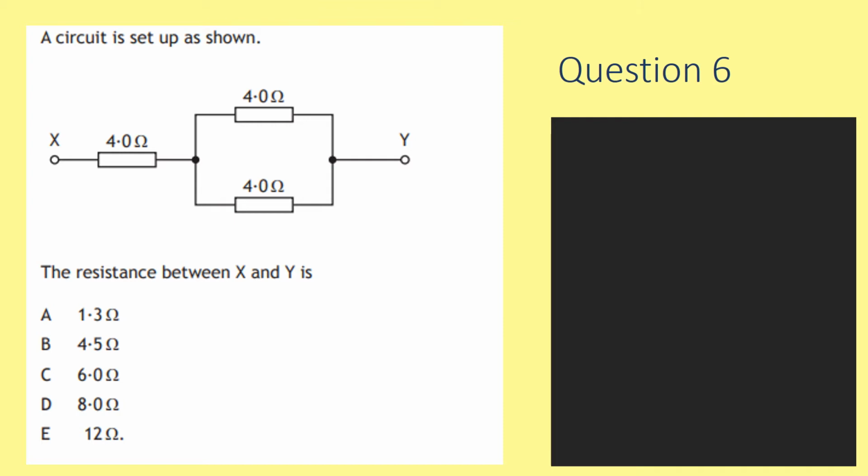Remember the general rule: if I'm combining resistances of the same value in parallel, then the total resistance is equal to the value of the resistance divided by the number of resistors. So in this case, the resistance of my parallel section is equal to 4, because that's the value of the resistors, divided by 2, because that's the number of resistors I have, which gives me 2 ohms. The total resistance is calculated using the series rule for resistance, so that's going to be equal to 4 plus the parallel component, which is 2, which gives us 6.0 ohms.